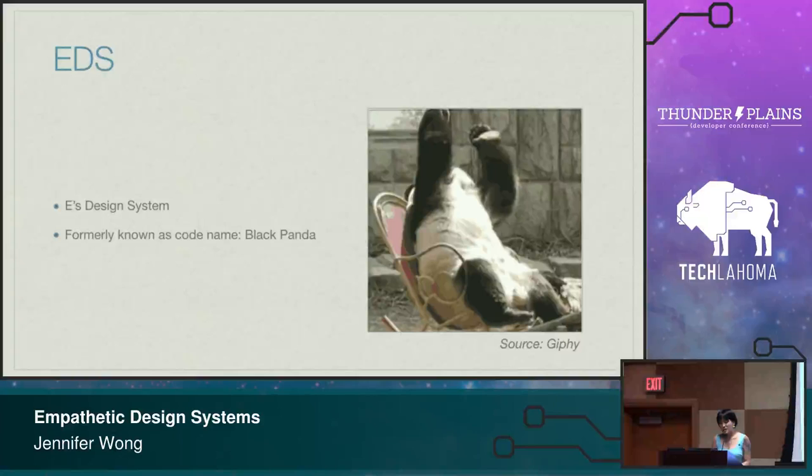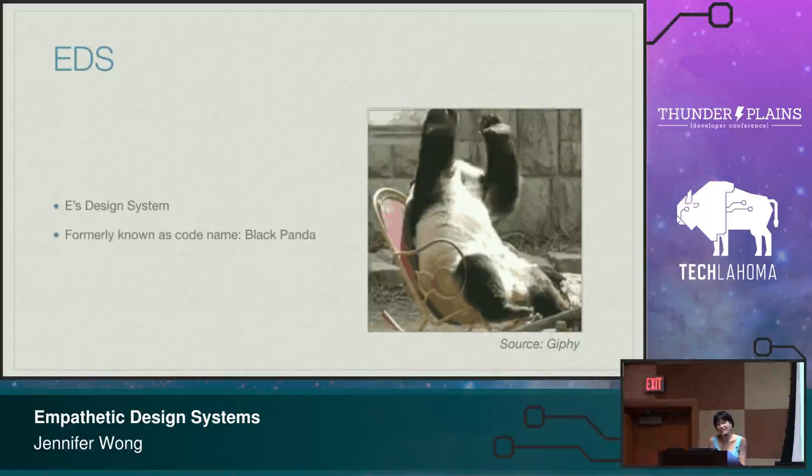On the topic of naming things as well, we actually use the acronym EDS for the design system. And acronyms in general are also inaccessible because if you don't know what it is, you don't know what it is until someone tells you or until you ask. And actually, it was formerly called Black Panda, which was our code name for our design system, which is also kind of confusing.